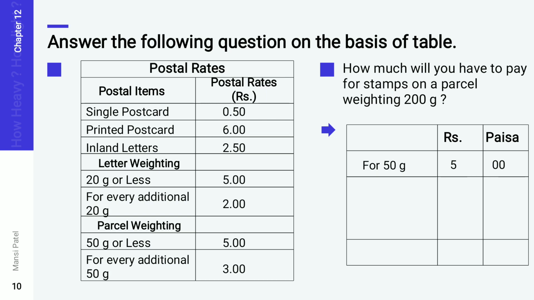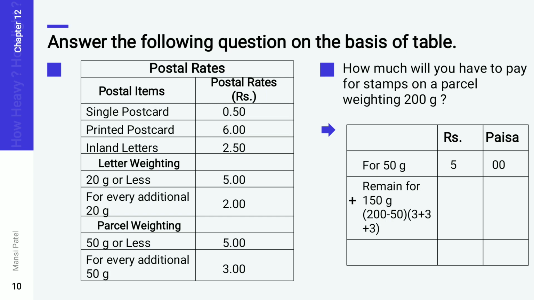Now from this 200 gram, just subtract 50 gram. So you get the remaining one. How much is remaining? 200 minus 50. So the remaining is 150 gram. Now what do you want to do? For this 150 gram, you are not supposed to pay 5 rupees, because you already paid this 5 rupees for the 50 gram. Now for every additional 50 gram you have to pay rupees 3 only. So how is 150 gram made? 50 plus 50 plus 50.